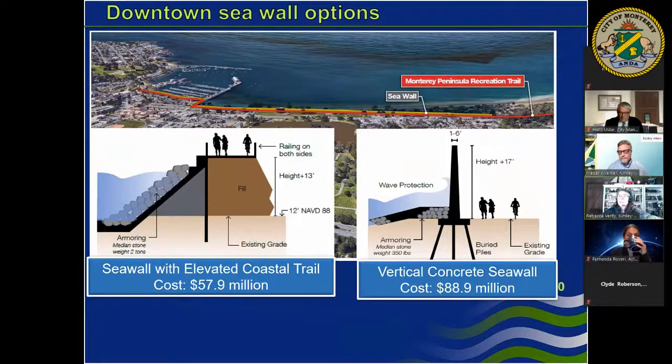A different design leaves the coastal trail right where it is, same elevation, and does a very narrow wall with a smaller footprint. Because of the lesser amount of armoring, you need a higher wall. So that's a 17-foot wall for about $90 million. Now, both of these walls assume you build a wall that will last to the end of century in the near-term future. Another way of doing a seawall would be to build it in increments as needed, but that would require a different level of design. Move forward, please.